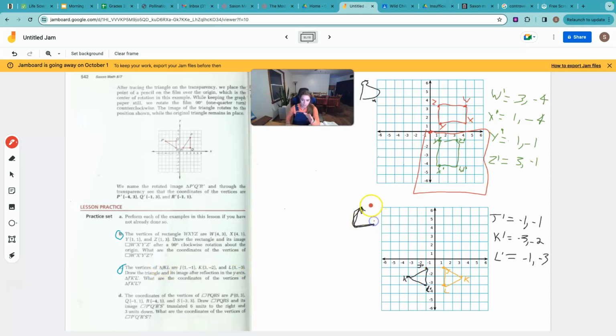Problem C. We have triangle JKL. And it is asking for reflection across the y-axis. So if we remember, it needs to be completely over the y-axis. So when we reflect it, we would get J prime being -1, -1, K prime being -3, -2, and L prime being -1, -3.